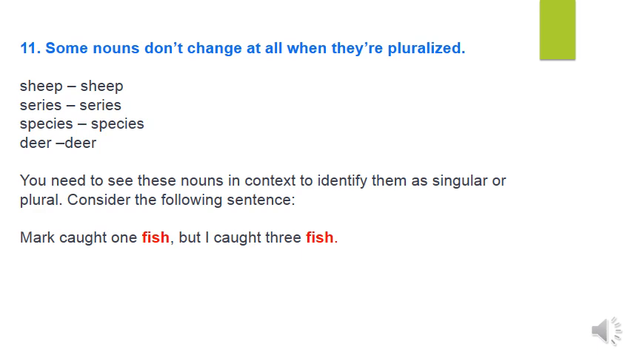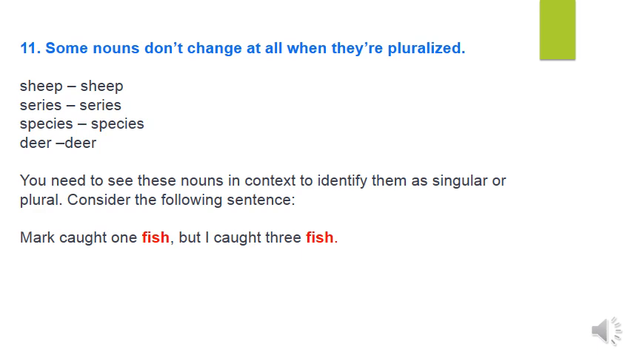Rule number 11 is about the nouns that do not change when they are pluralized, such as sheep, sheep, it stays the same. Series, series, species, species, deer, and deer. These are nouns that stay the same in the singular and in the plural form. Also, fish is one of them.